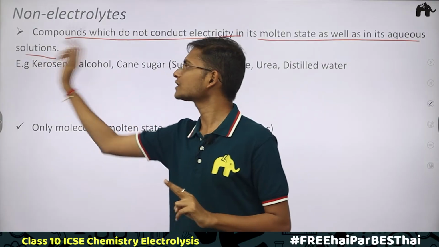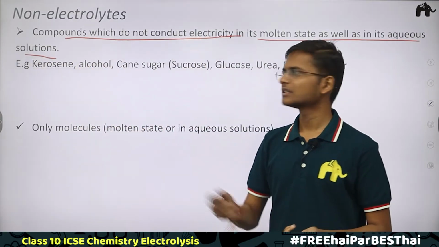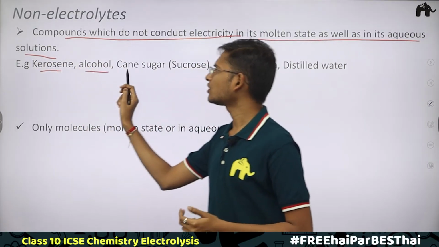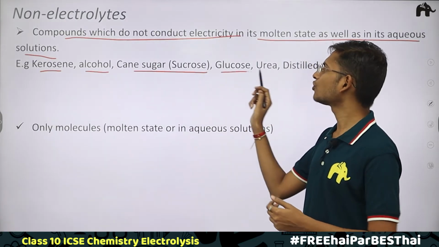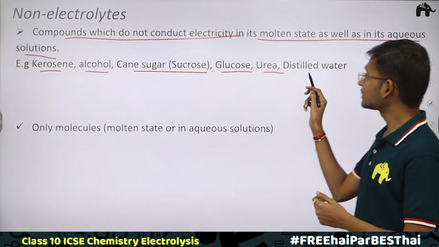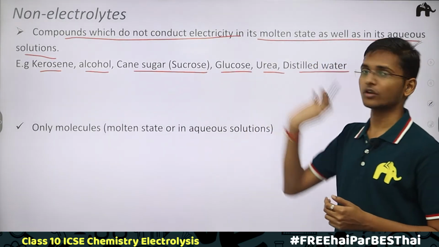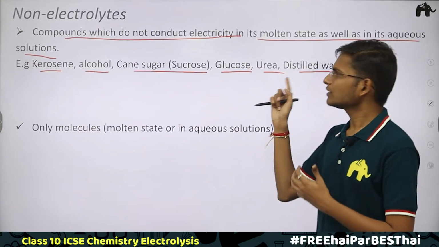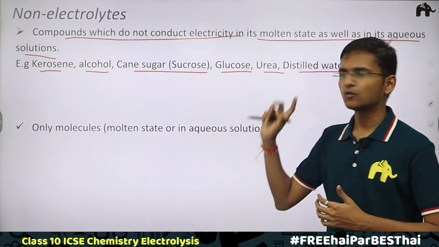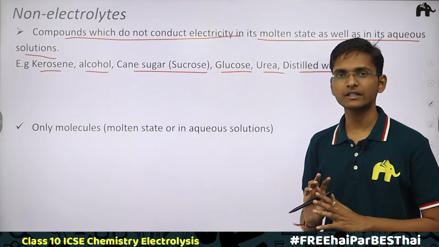Okay, or aqueous solutions. Now what are the examples? Very simple: kerosene, alcohol, sucrose, glucose, urea, okay, distilled water. These are the examples of non-electrolytes. Now see what is actually happening here. Why are they not able to conduct electricity?